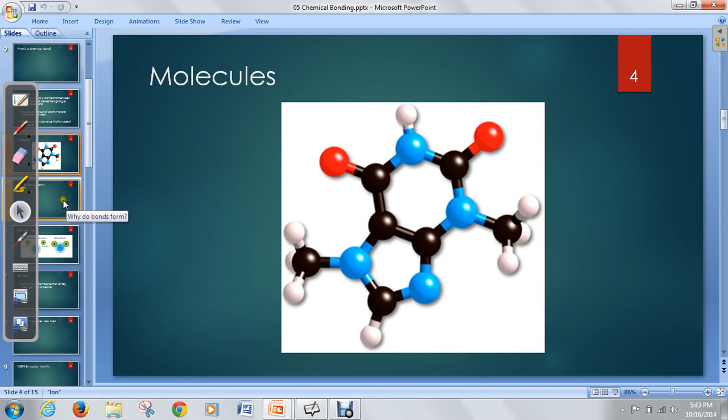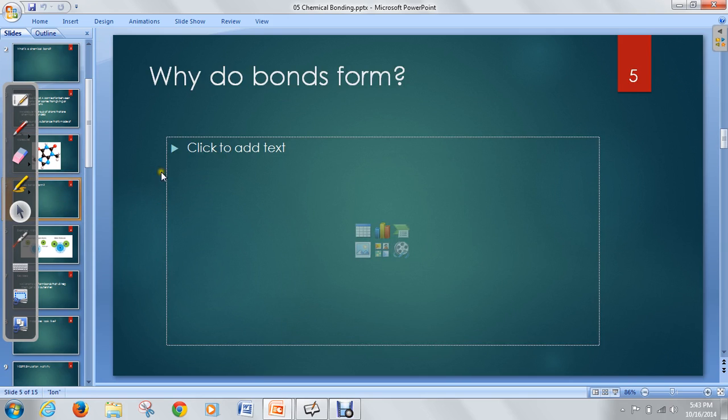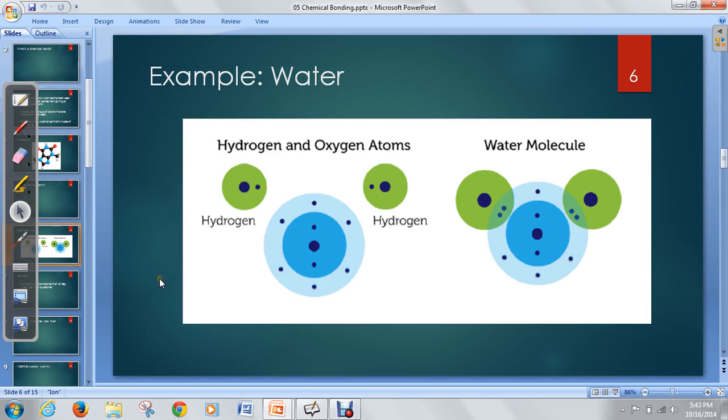Then the last idea we talked about is why bonds form. And again, it's because atoms want the configuration of a noble gas. Here's an example of a simple compound, water. Most people know about water. It's H2O, right? Two hydrogens and one oxygen. If we look at the valence electrons, hydrogen has 1 and oxygen has 6. From the electron shell diagrams, we know that's how many each has.